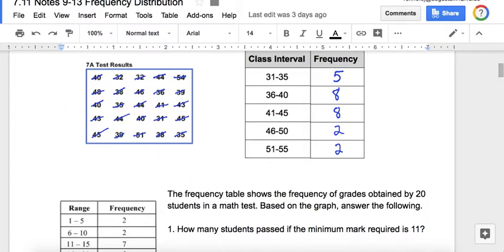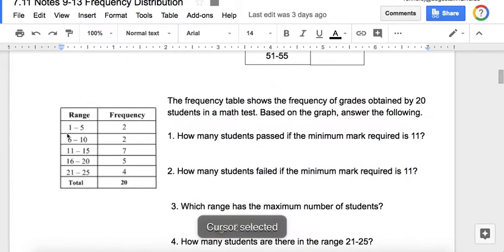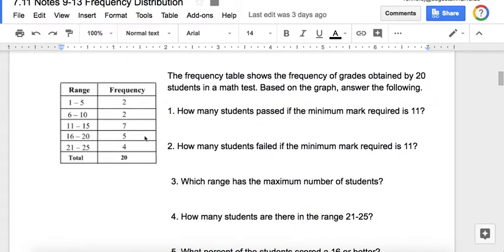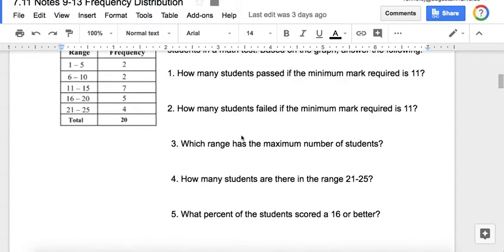Now, the frequency table is already created, and we're going to answer some questions. So the frequency table shows the frequency of grades obtained by 20 students in a math class. Based on the graph, answer the following questions. So number 1 says, how many students pass if the minimum mark required is 11? So we look, that means they have to get 11 or greater to pass. So I see right here, that happens 7 times. 16 to 20 happened 5 times, and 21 to 25 happened 4 times. So when I add those up, that means that 16 students passed.